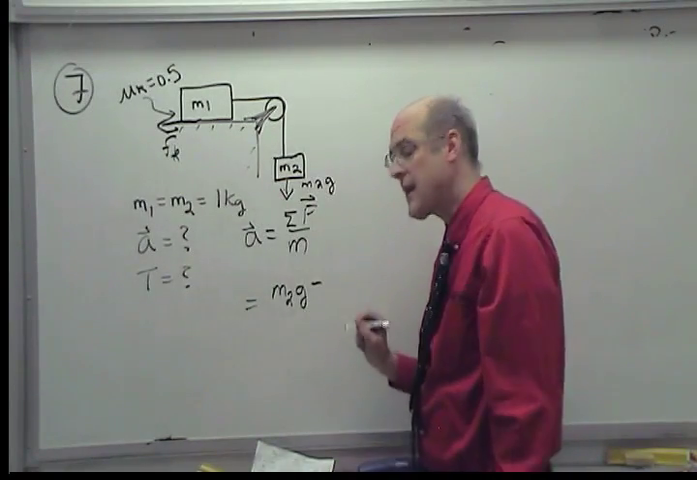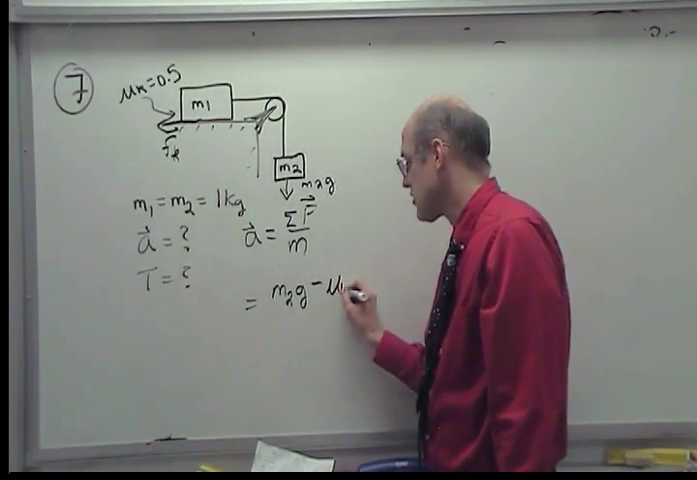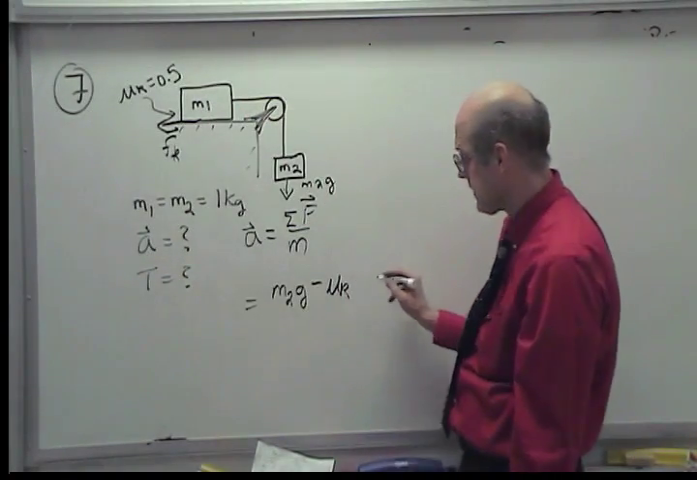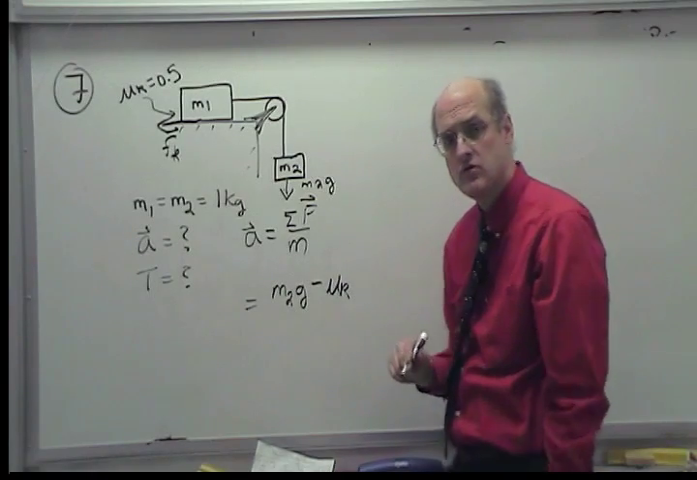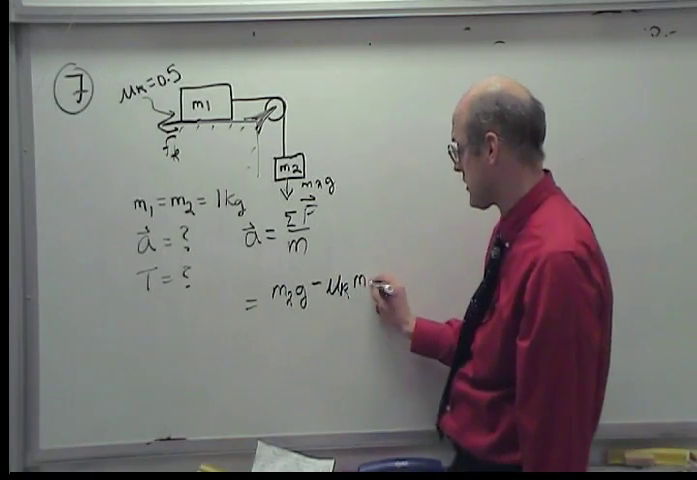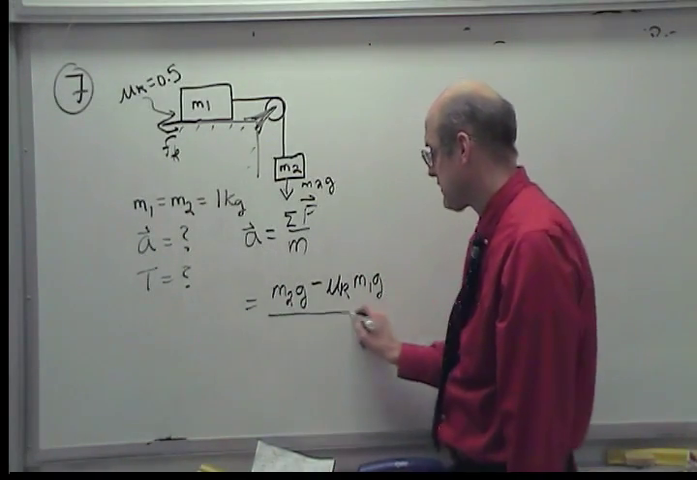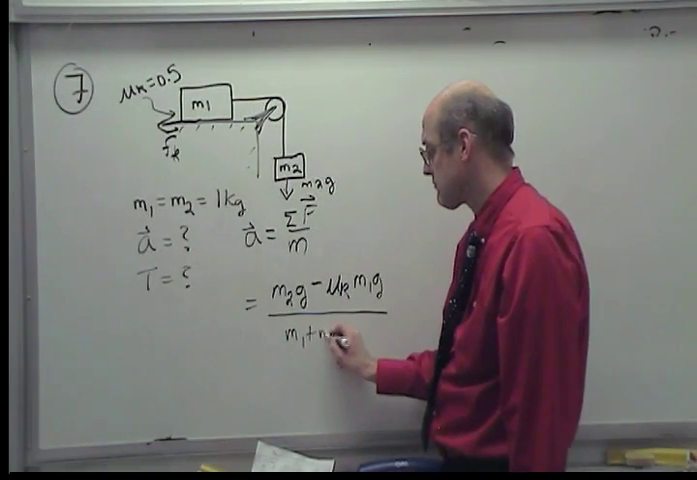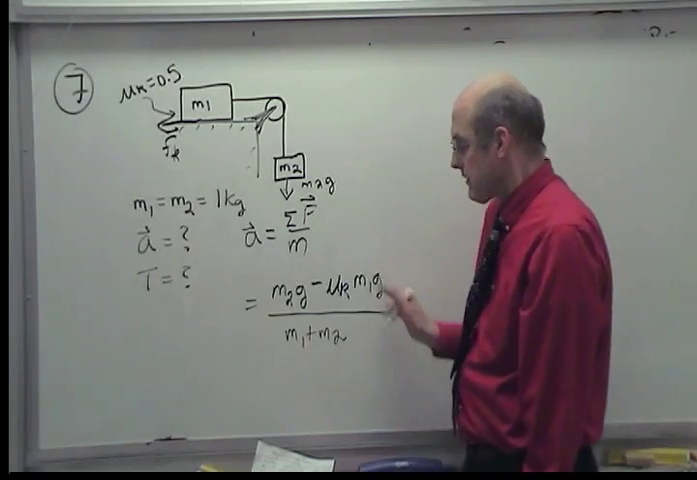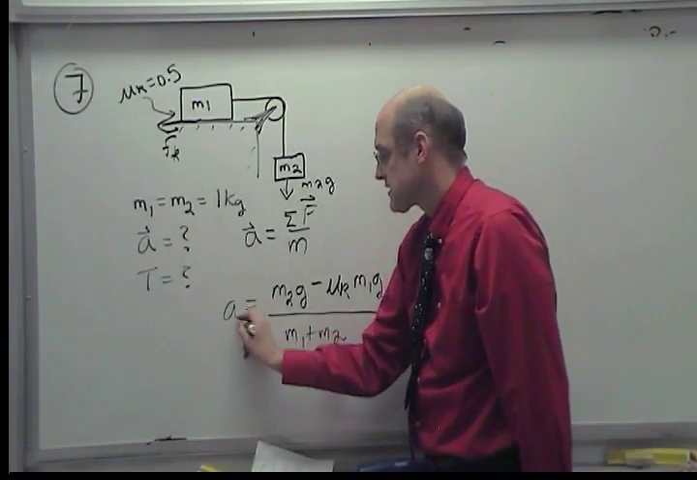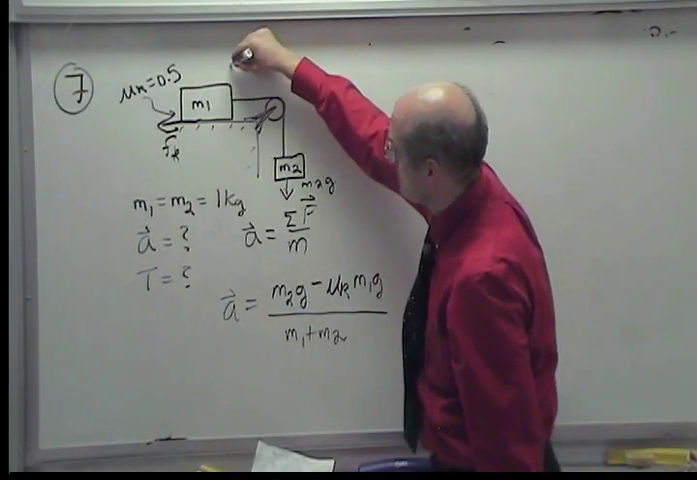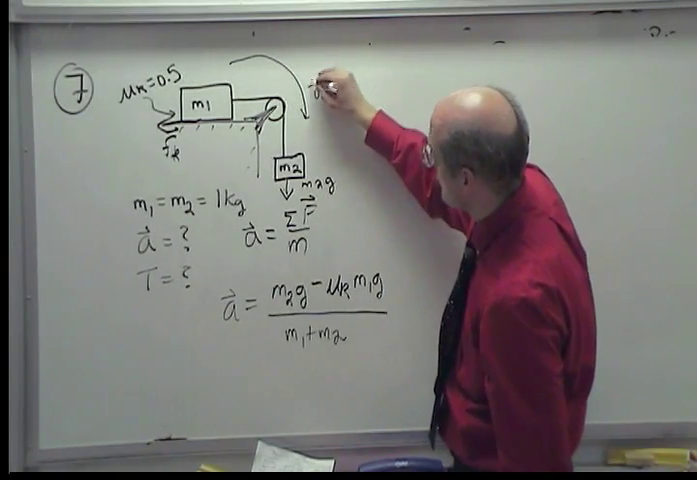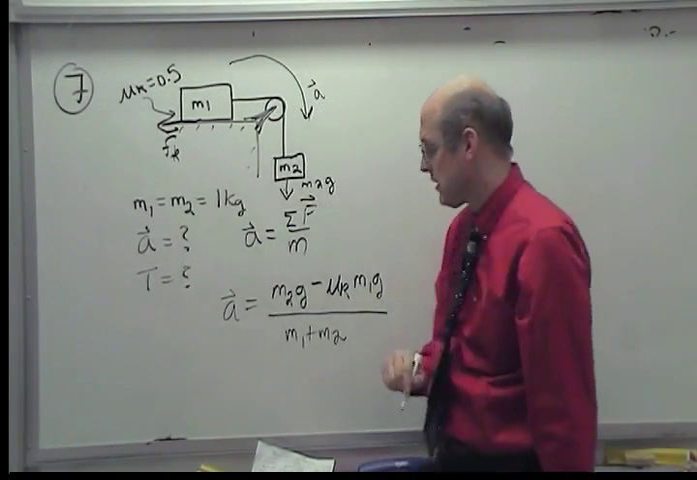And isn't Fk equal to mu k, the coefficient of kinetic friction, times the normal force on M1, which is just equal in magnitude to the weight of M1, or M1G. We then divide this by the total mass of the system, which is M1 plus M2. This quotient then gives us the acceleration of the system. So M1 is going to accelerate to the right, and M2 is going to accelerate downward.